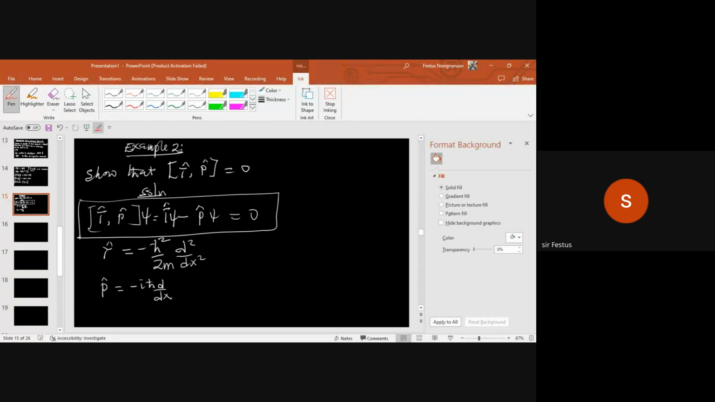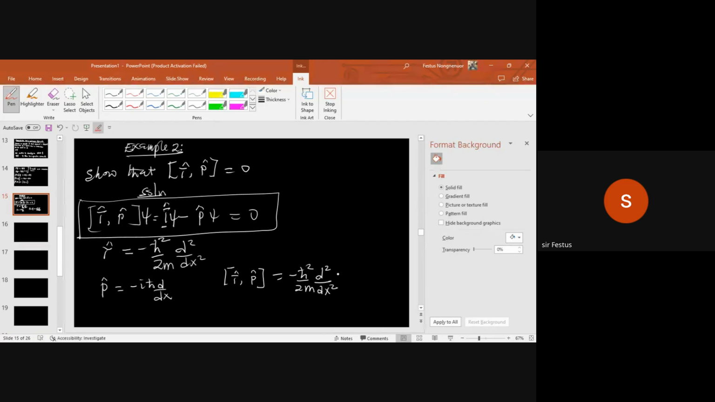Okay, so your T operator commuting with P operator will now be equal to, we have the operator of the kinetic energy with the wave function. So that will be minus h square over 2m, then the square over d x square, but this time it is now the wave function psi.